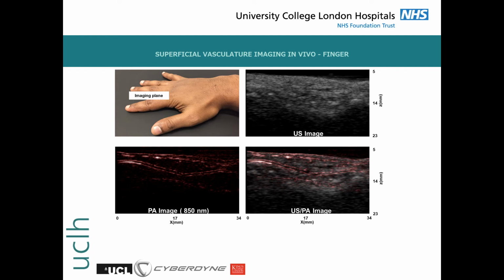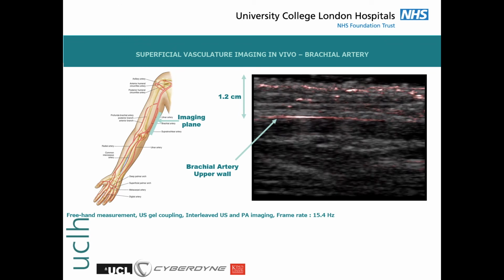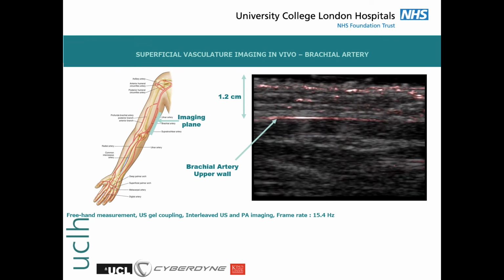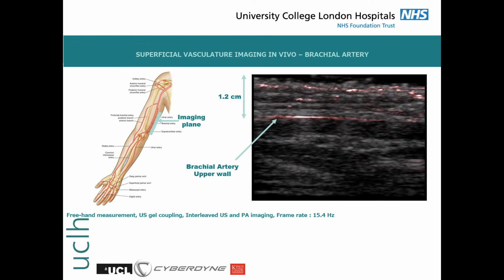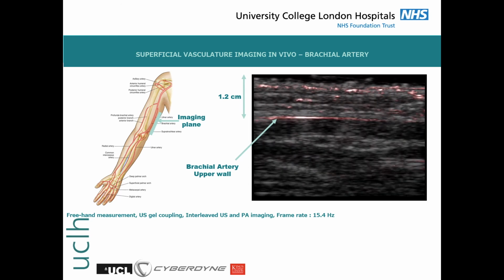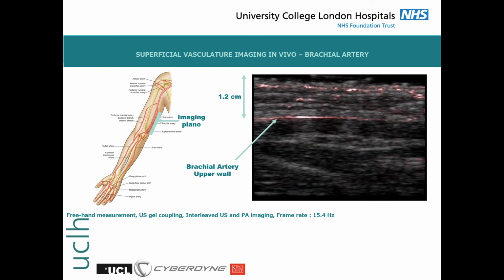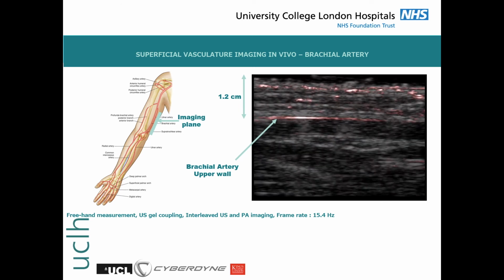Small vessels were chosen as our initial targets of interest due to the expected limitation of optical absorbance in tissue, but next we wanted to assess what sort of in vivo depth could be achieved with this current system. We visualised the brachial artery of a human volunteer. The upper wall of the artery at a depth of around 1.2 centimetres is clearly visualised here. Frame rate achieved was 15.4 Hz, interleaved ultrasound and photoacoustic imaging, which is acceptable for clinical use.